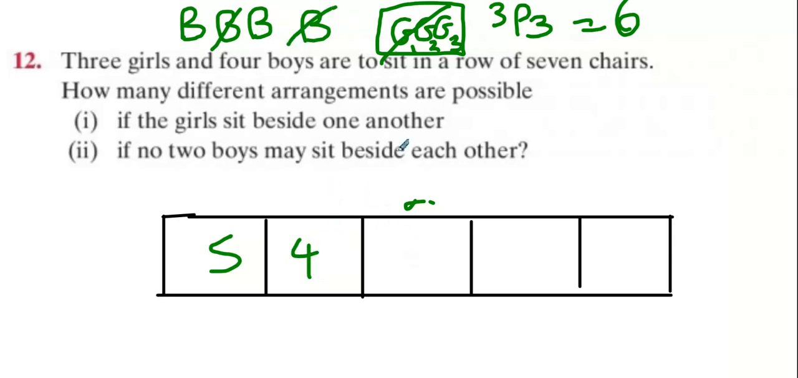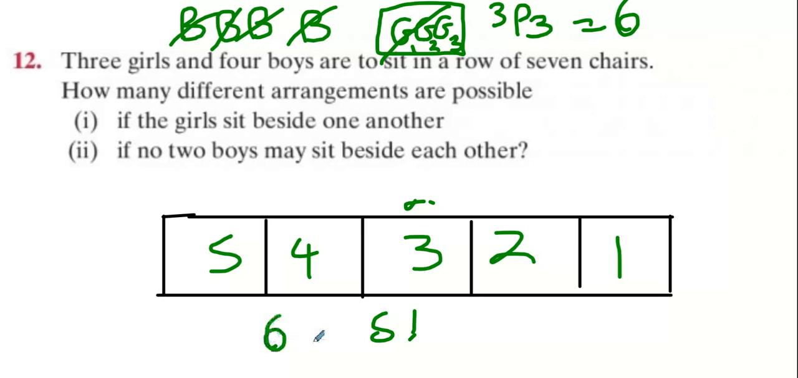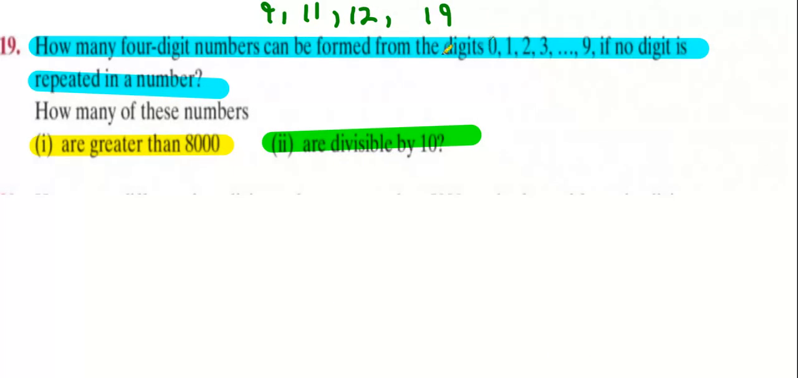I take one of the other boys, then one of the other boys, and then one of the other boys. Now, it's 5 factorial, but what do I have to multiply 5 factorial by? 3 factorial, or 6. And what do I get there? 720. Okay, 2 different ways of doing it.